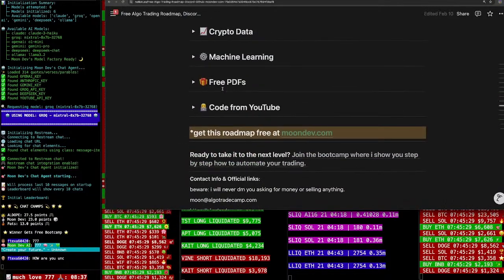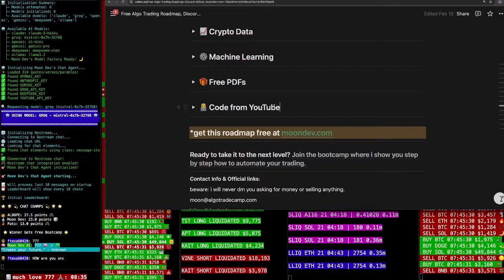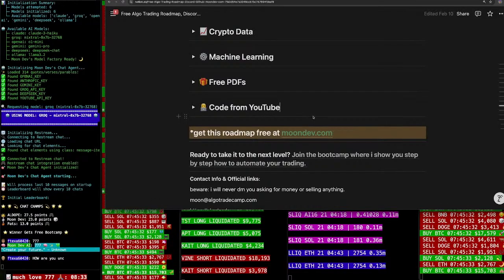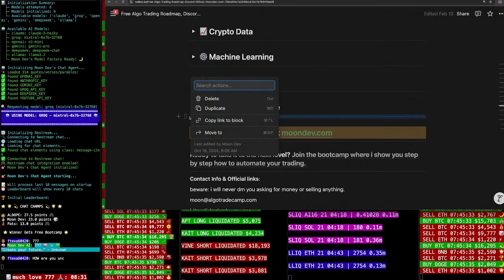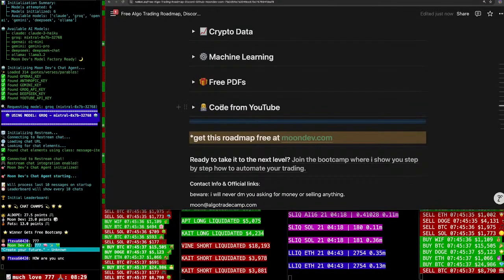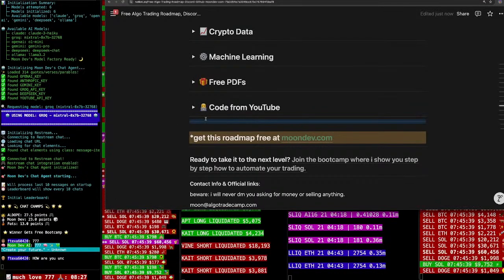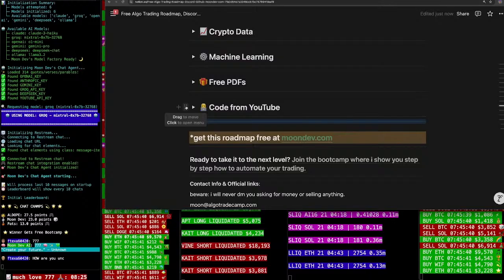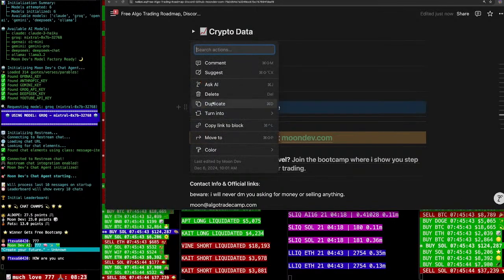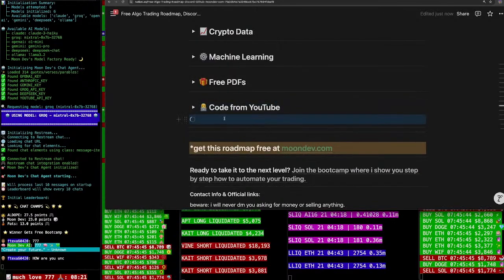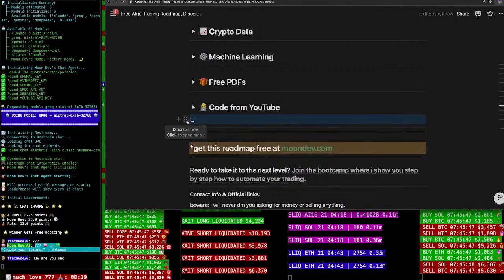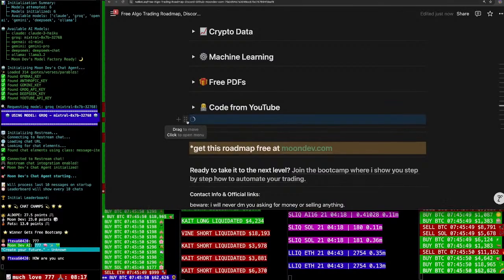How to automate your trading. Let's go here and say, let's make another one of these. Duplicate here. And then let's go ahead and duplicate one of these as well. And I'm just going to walk you through all of this.